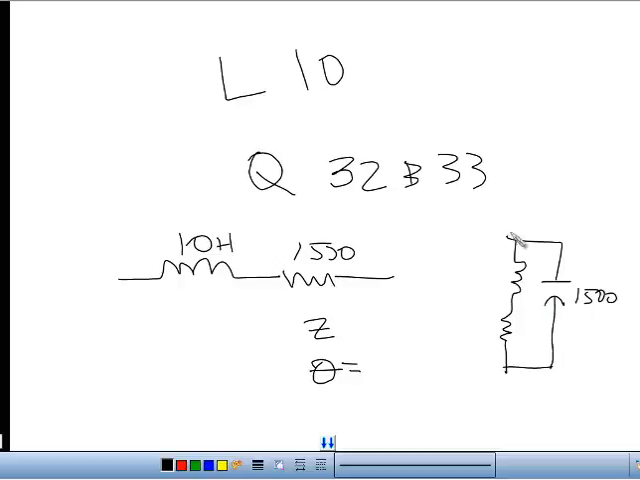And you're going to say, well, how can I find current if I don't have a voltage source? Well, we're just going to assume some voltage source. And it doesn't matter what voltage we use, because we're going to use that voltage to calculate the current, and then we'll divide that voltage back out when we calculate the total impedance. So it's an assumed voltage.